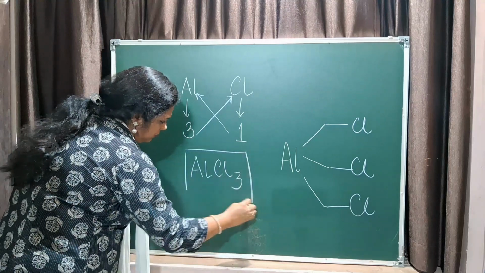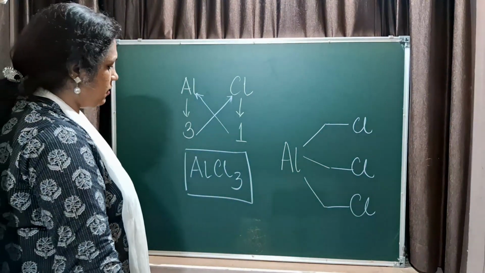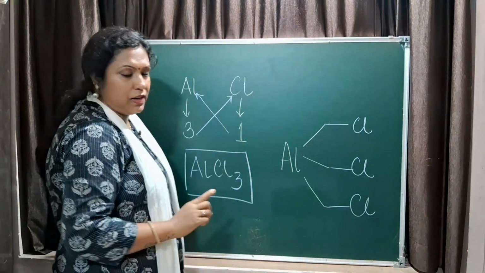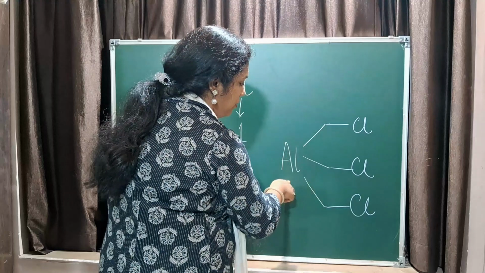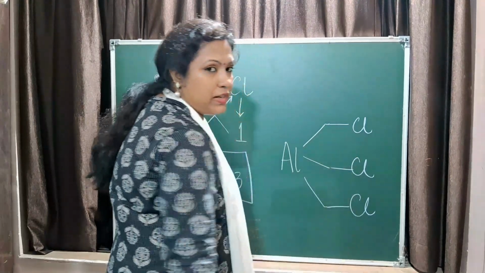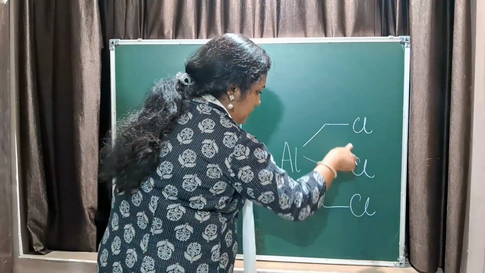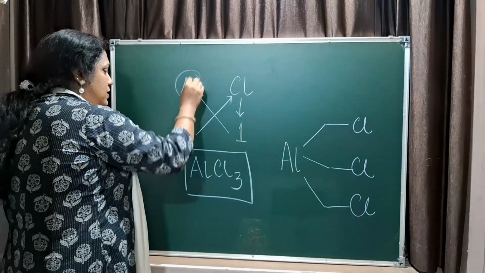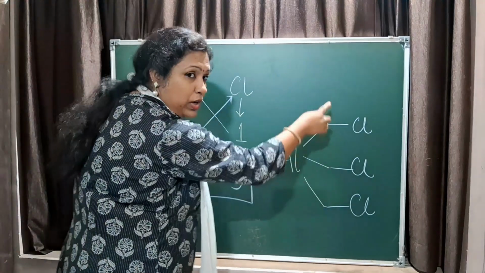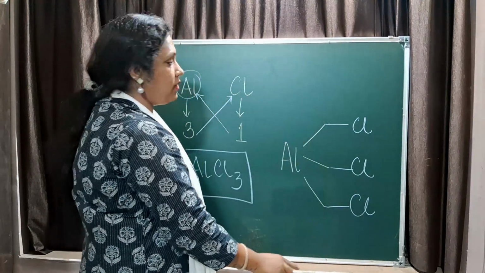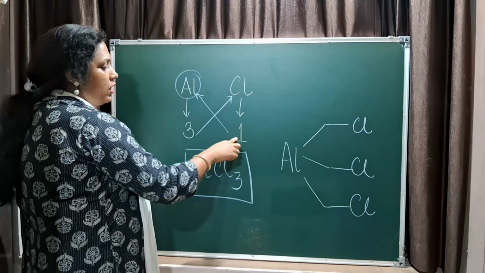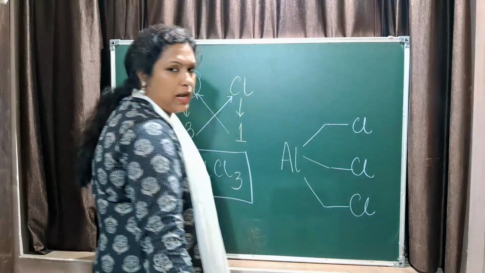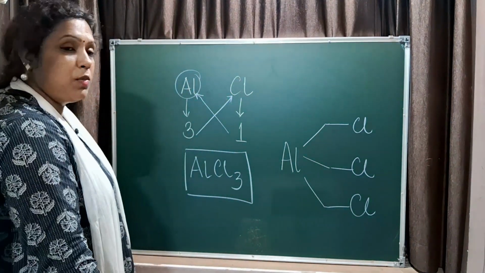AlCl3. Is that clear? Aluminium has got 3 arms and chlorine has got only 1 arm. So to satisfy the need of aluminium, 3 separate chlorines are needed. So the formula is AlCl3. So valency is written crisscrossed. Aluminium valency is written with chlorine because there are 3 chlorine atoms required, and the valency of chlorine is written with aluminium. You can see only 1 aluminium atom and 3 chlorine atoms are there. Is that clear? One more example.